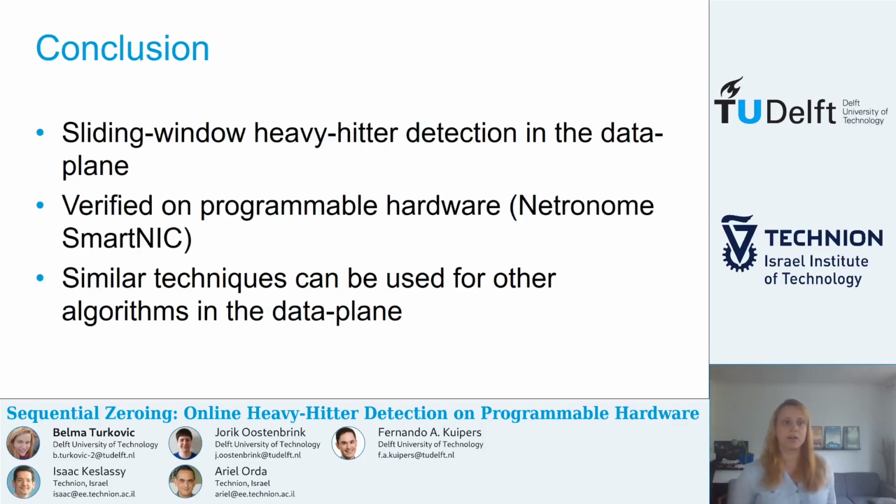Finally, to conclude, in this paper, we addressed the problem of sliding window heavy hitter detection. We started by first considering the easier problem, the interval-based approach, and built it up to finally reach a solution that can do so using sliding windows entirely in the data plane. In addition, we verified all our results on programmable hardware, the Netronome SmartNICs. These results are also available in our paper.